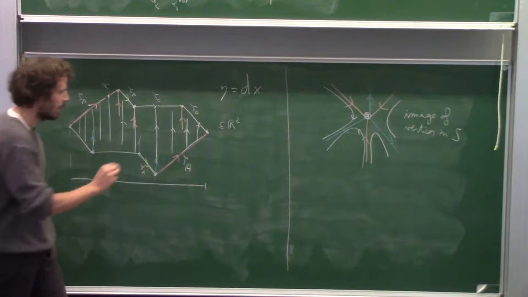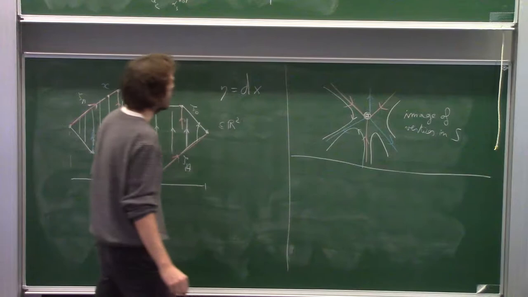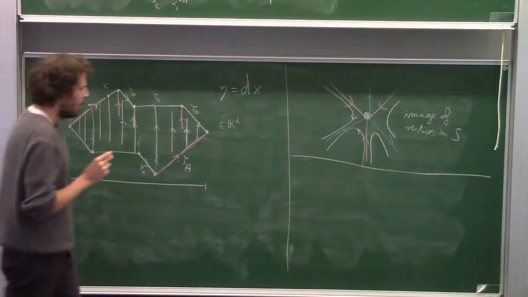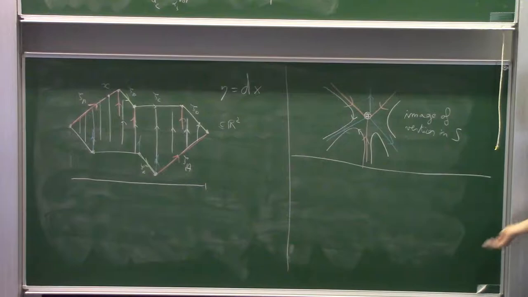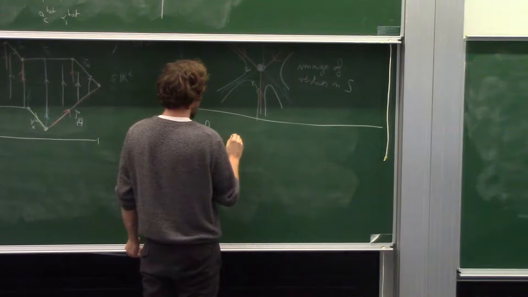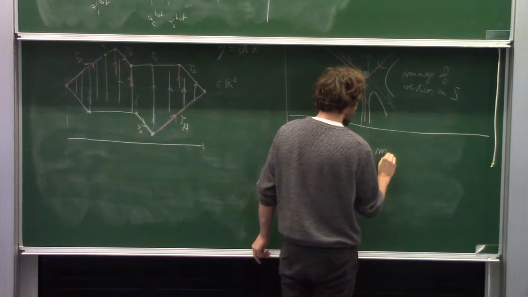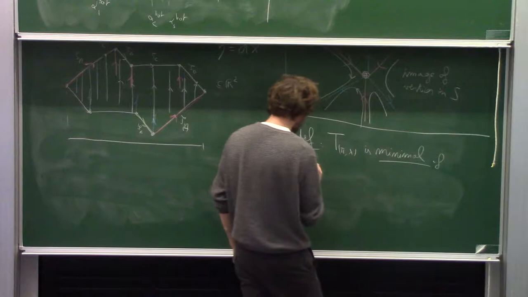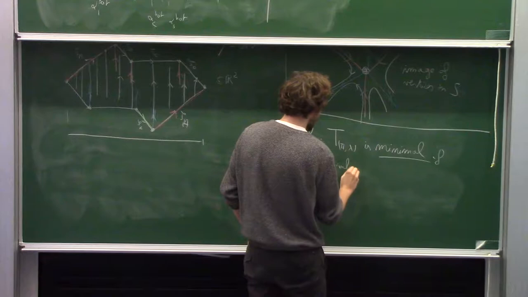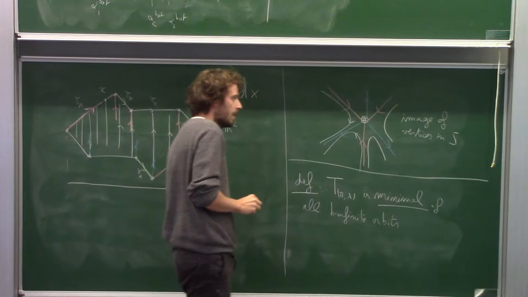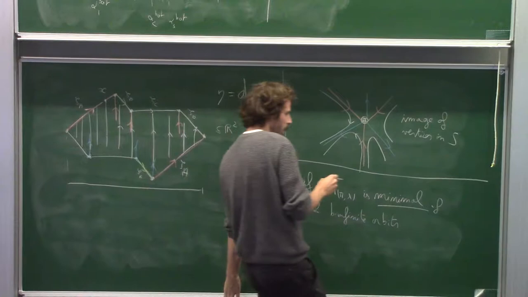So what is minimality now? These are the foliations that I will be considering, and these are exactly the measured foliations in the sense of Thurston. So what is minimality? Definition. T_pi_lambda is minimal if all infinite orbits, by which I mean the ones that do not enter the singularity in the future or in the past, all infinite orbits that are regular, are dense.